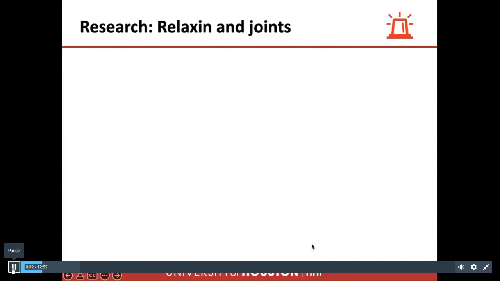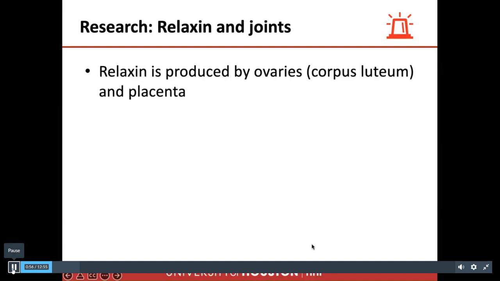So let's talk about relaxin and joints. Relaxin is a hormone. It's most well known because it's released during pregnancy. And this is what helps prepare the body for the stretching of the pelvis that needs to happen to get the head through a small space. It's produced by the ovaries, specifically the corpus luteum, and the placenta.